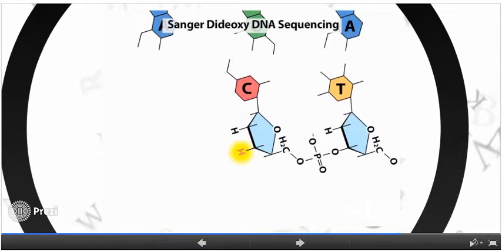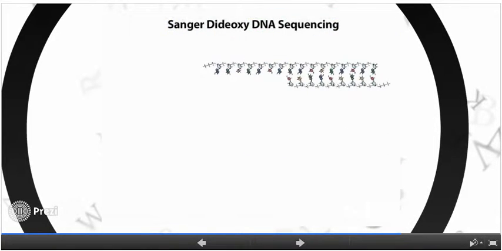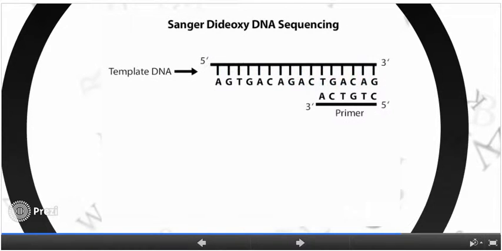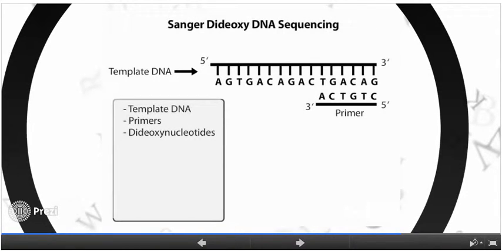How does this feature of dideoxynucleotides play a role in determining the sequence of a piece of DNA? In one application of the Sanger method called dye-terminator sequencing, the reaction mixture contains a limiting amount of each of the 4 dideoxynucleotides, ddATP, ddCTP, ddGTP, and ddTTP. These dideoxynucleotides are labeled with 4 different fluorescent dyes.